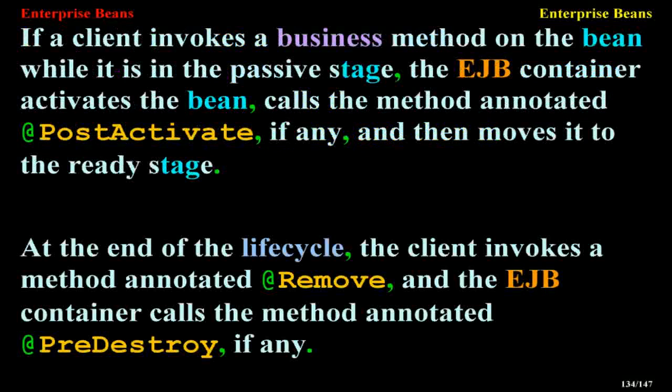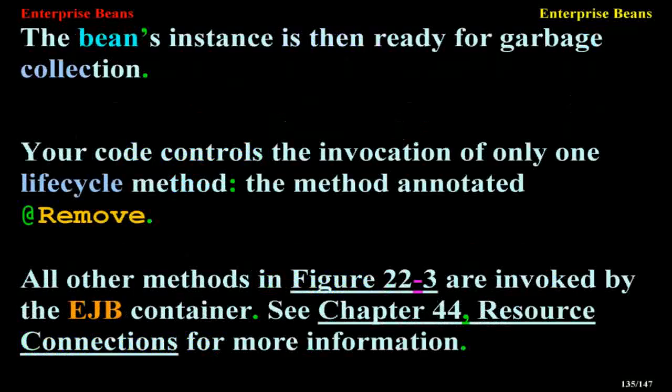At the end of the life cycle, the client invokes a method annotated Remove, and the EJB container calls the method annotated PreDestroy, if any. The bean's instance is then ready for garbage collection. Your code controls the invocation of only one life cycle method, the method annotated Remove. All other methods in Figure 22-3 are invoked by the EJB container. See Chapter 44, Resource Connections, for more information.